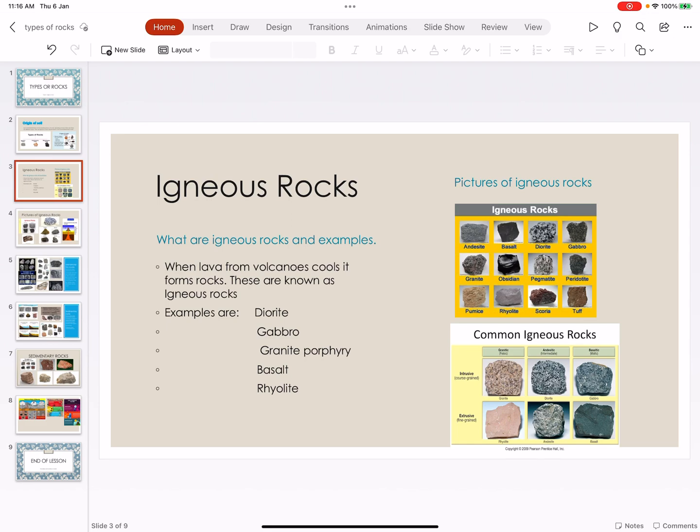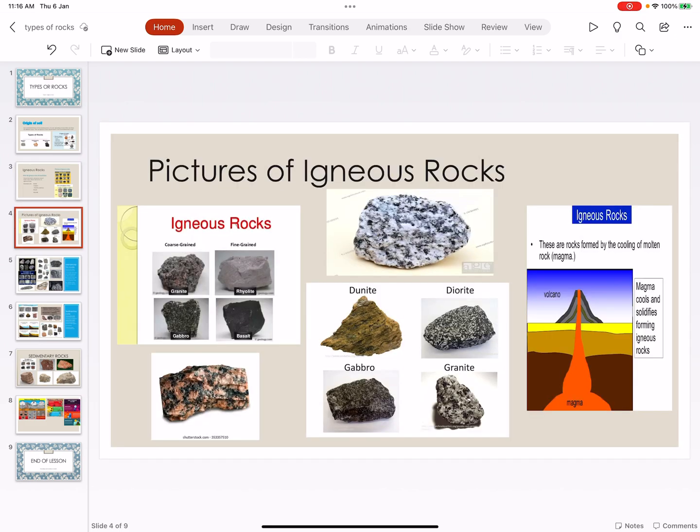Please take note of the two pictures just showing the different types of igneous rocks. Okay, so I have some more pictures as well, just showing you how igneous rocks look. And also one of the pictures is showing how they're formed.